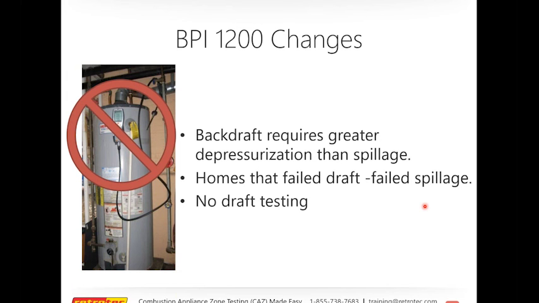Let me give you an idea of what I'm talking about. Many people get confused with what a backdraft is and what spillage is. It's pretty easy. Backdrafting means that you have flue gas that is going up the flue, and then a force of pressure, usually depressurization, almost always, actually pulls that flue gas out of the flue pipe and back in, hence the term backdraft. So it was drafting forward, now you've caused it to backdraft.